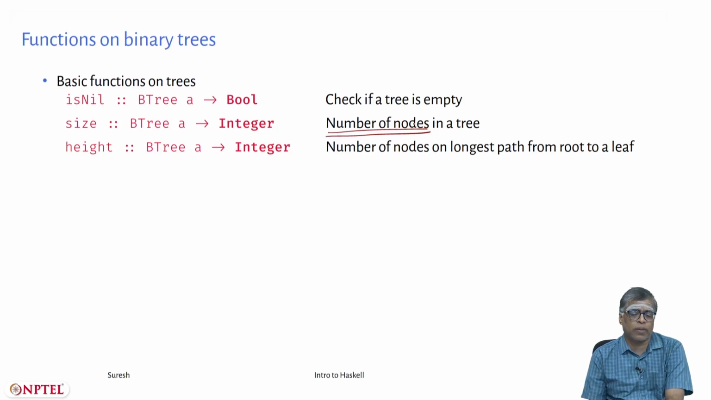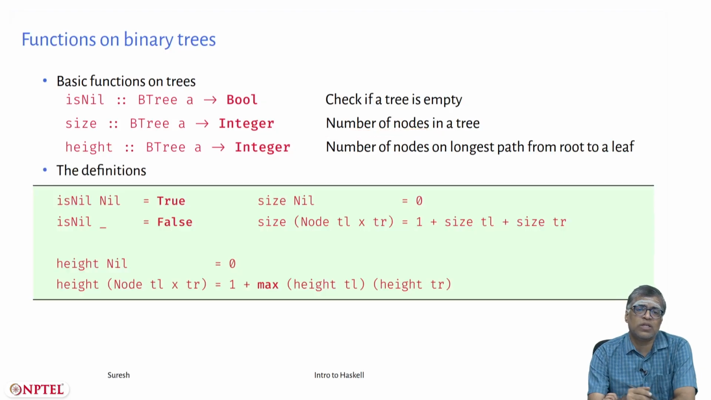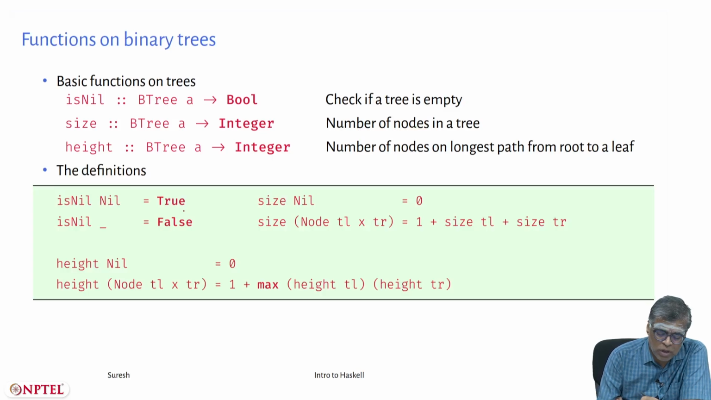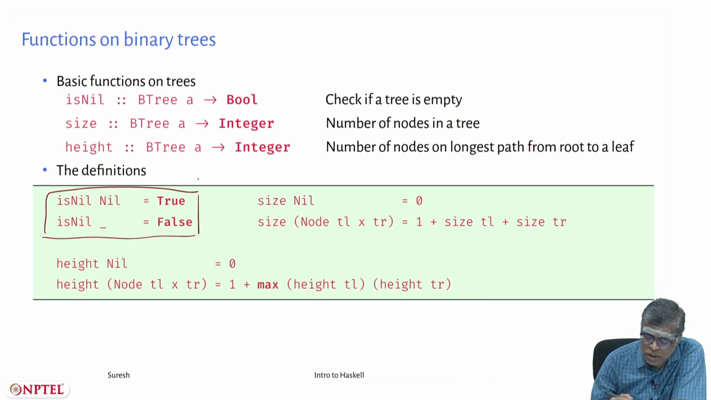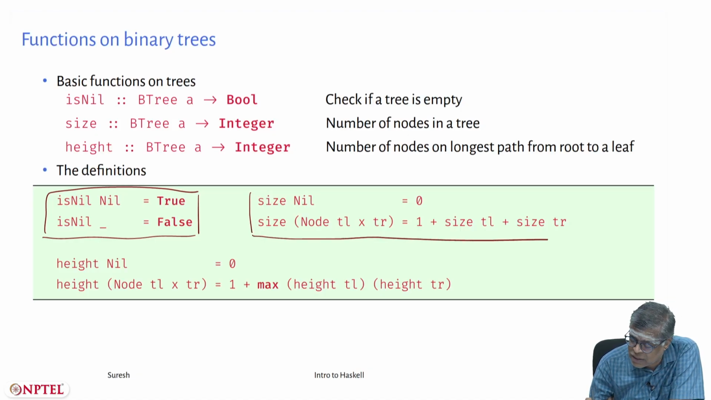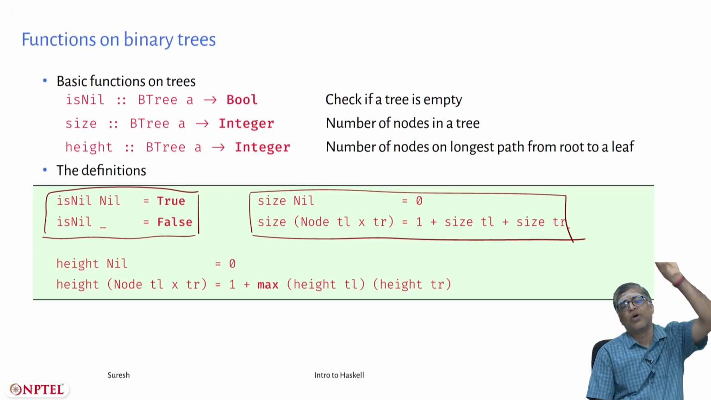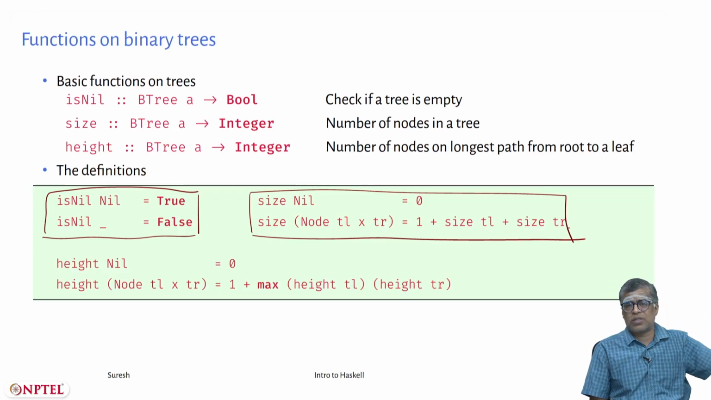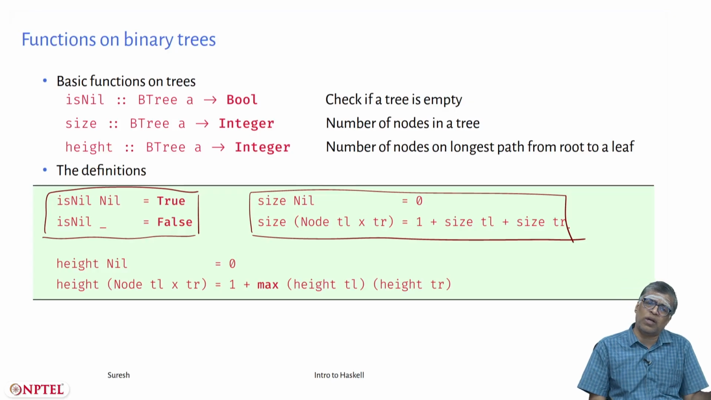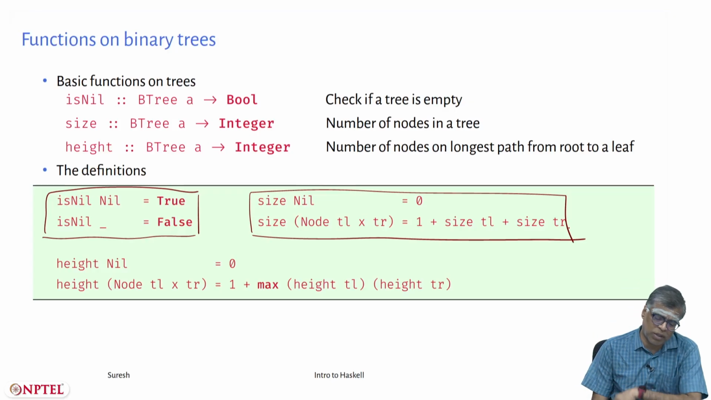Okay, so is null of nil is true, is null of anything else is false, right? So that's one program. Simple pattern matching recursion. Size of nil is 0. Size of node TL X TR is 1 plus size of TL plus size of TR, because there is one node which is the root. There are size of TL many nodes in the left subtree, size of TR many nodes in the right subtree.